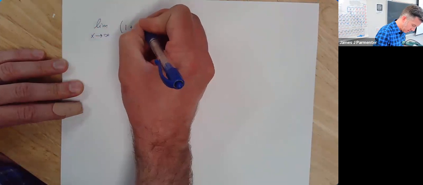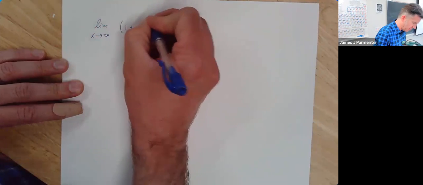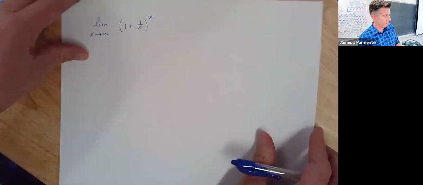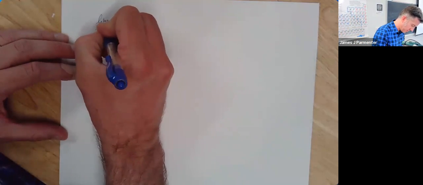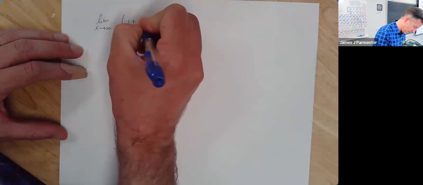The limit as x goes to infinity of 1 plus 1 over x to the infinity power. Oh my gosh, James, slow down there. Let me try that one more time. The limit as x goes to infinity of 1 plus 1 over x to the x power.